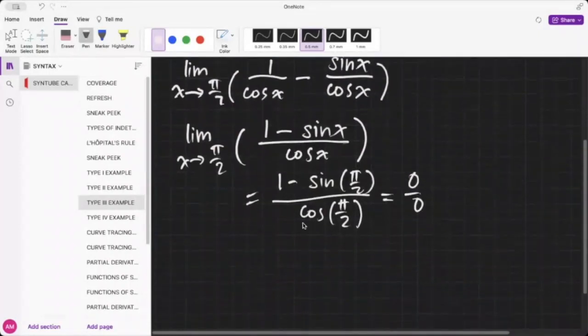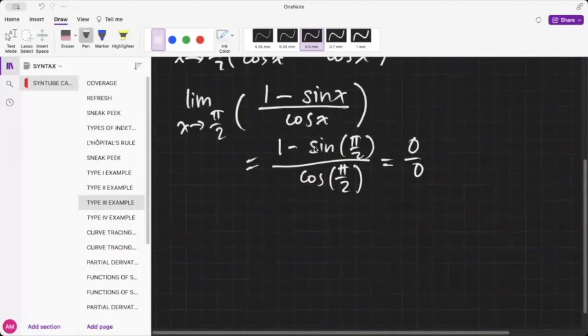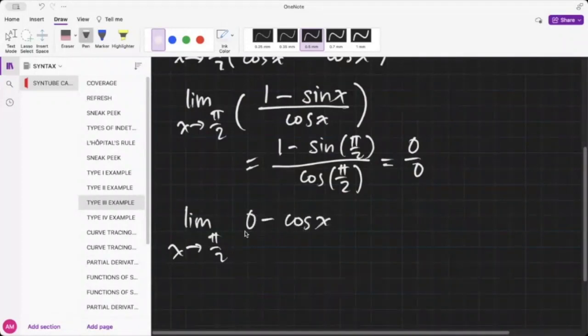So, ito, pwede na natin gamitan ng L'Hopital since na-transform na natin siya into type 1 indeterminate forms. So, we just do that. Limit as x approaches pi over 2. Ano yung derivative ng 1 minus sine x? That's just 0 minus cosine x over derivative ng cosine x is negative sine of x. Okay?